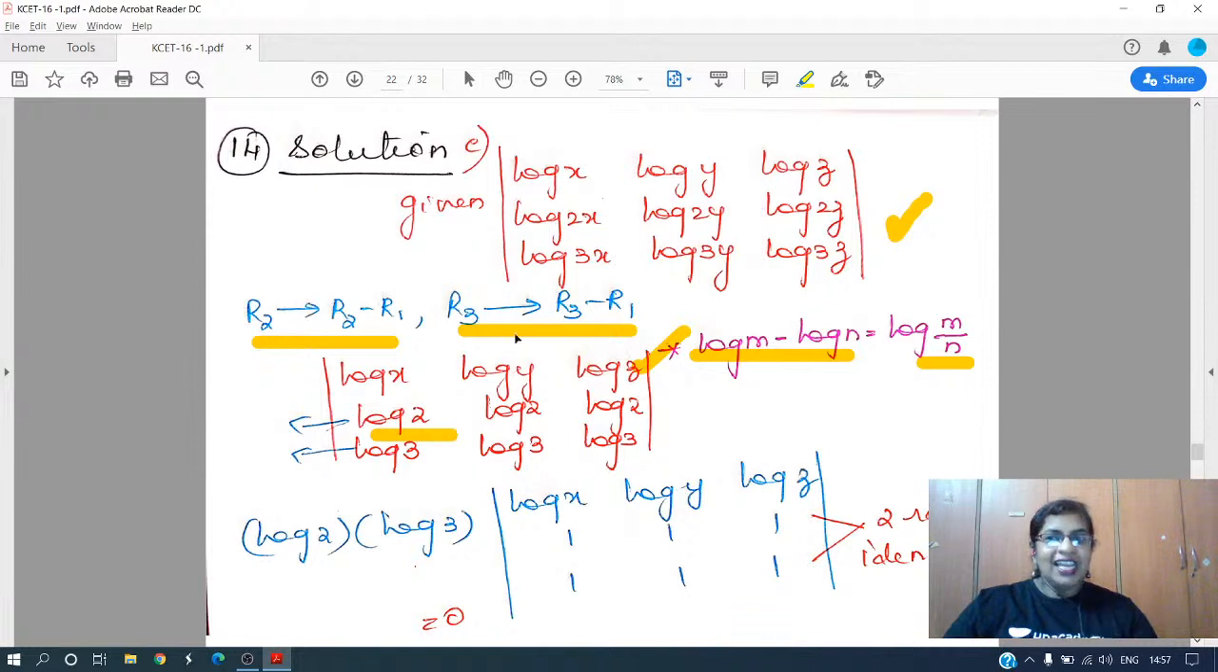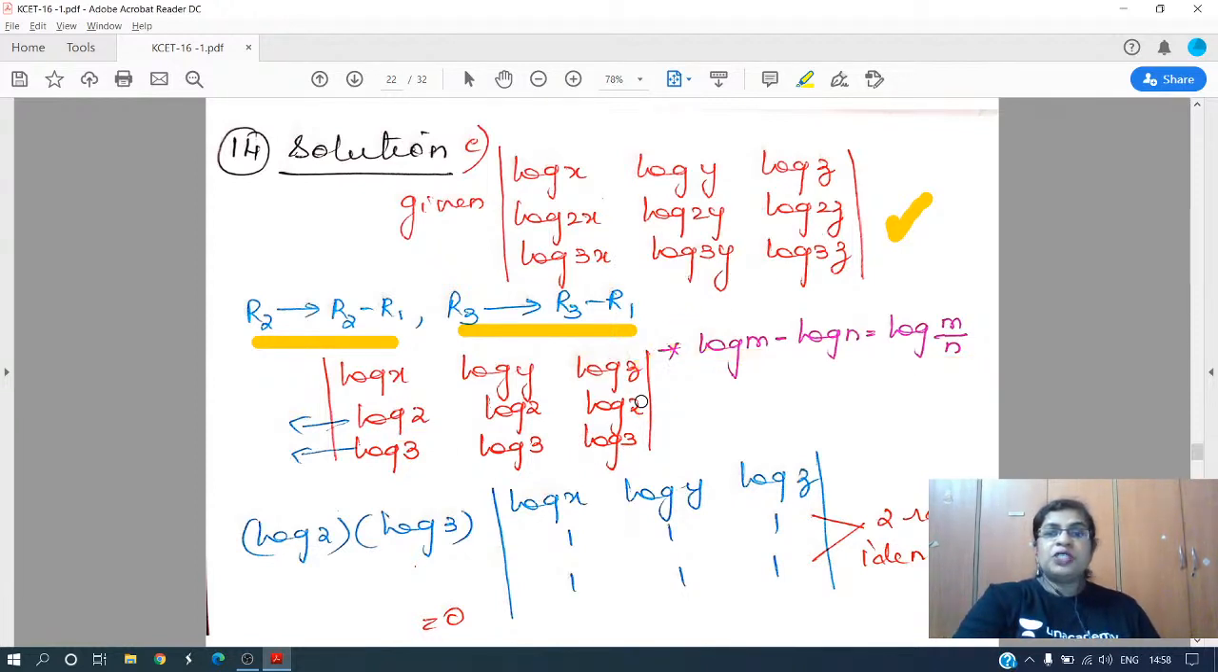Are you getting it? One more: log 2y minus log y is nothing but log of 2y by y, y got cancelled, so log 2 remained. In the same way, here also log 2 remained, log 2z by z got cancelled. Same thing for R3 changes to R3 minus R1. So this minus this here. Log 3x minus log x is nothing but log of 3x by x, x got cancelled, so it is log 3. And everywhere log 3, same property.